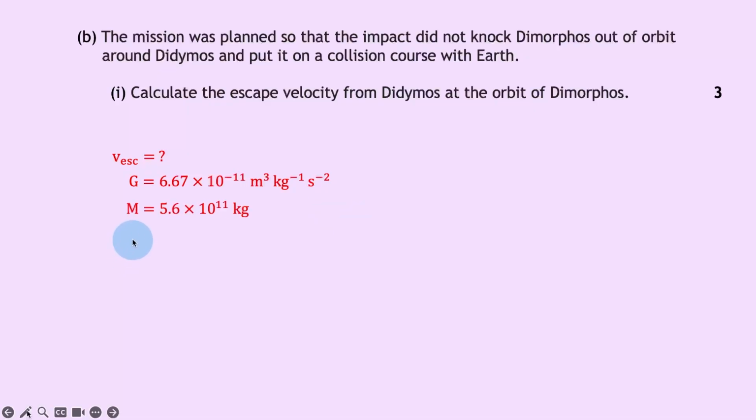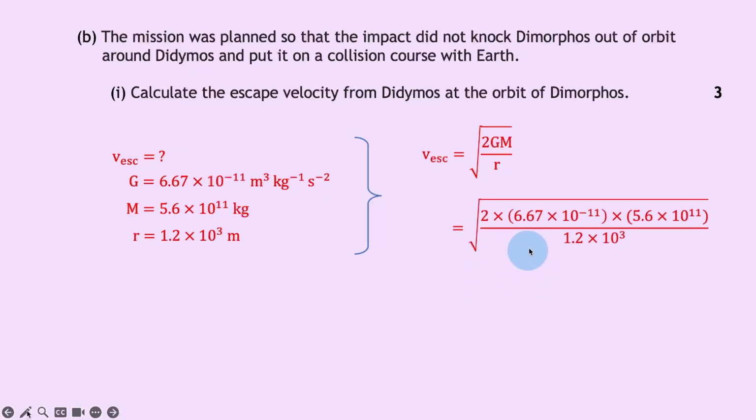We've just calculated the mass of Didymos, which is the larger asteroid, to be 5.6 times 10 to the 11 kilograms. And we know the distance between the two, i.e. the radius, is 1.2 times 10 to the 3 meters. So writing down our equation for escape velocity, we have v escape equals the square root of 2GM over r. Substituting in the numbers gives the square root of 2 times 6.67 times 10 to the minus 11 times 5.6 times 10 to the 11 divided by 1.2 times 10 to the 3, and putting that into your calculator, remembering to use the square root, should give you an answer of 0.25 meters per second.